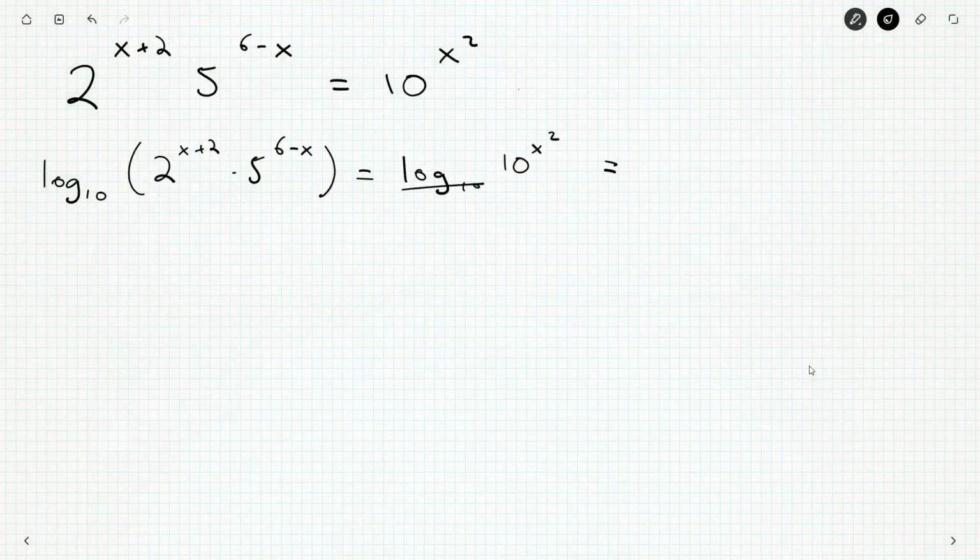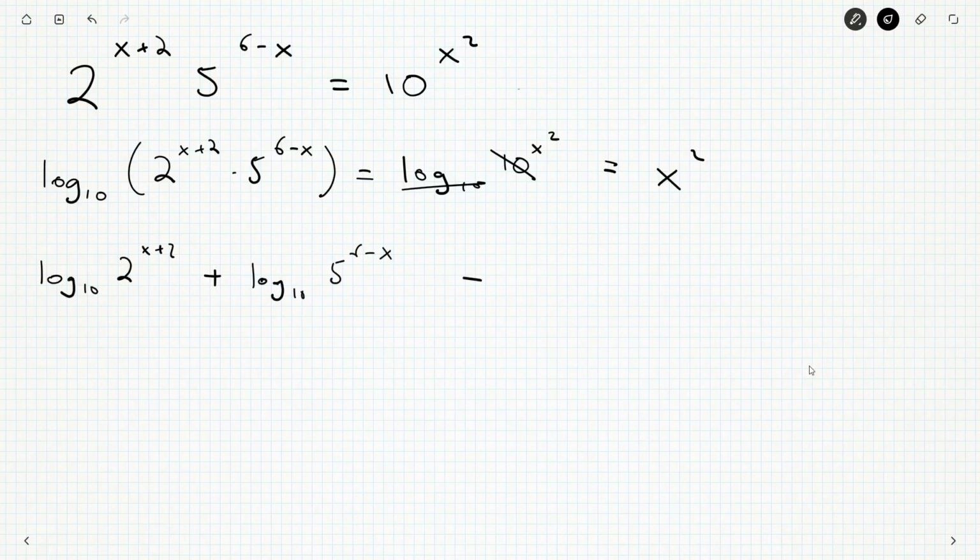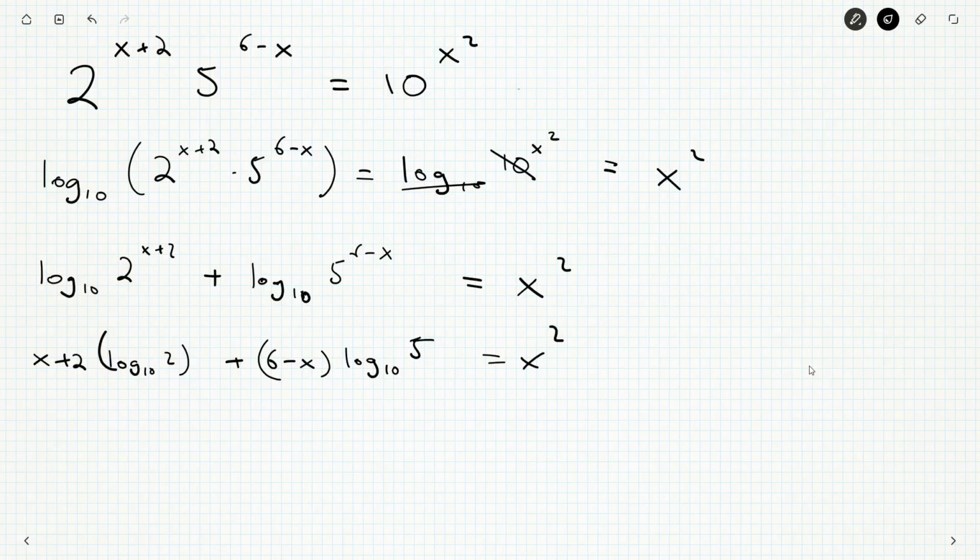Okay? So one of the nice things here is this log 10 and this 10 will cancel out, and I'll get x squared here. Now, logarithms of a product become a sum of logarithms. Okay, and now exponents can pop out of logarithms, so I can get x plus 2 times log 10 of 2. It's not the nicest thing in the world, but that's okay. Log 10 of 5. And that's supposed to be equal to x squared.